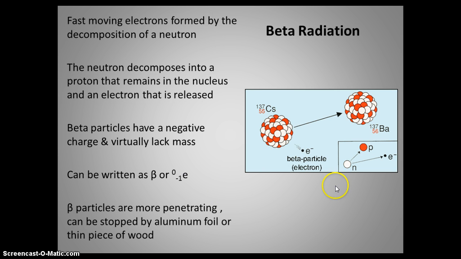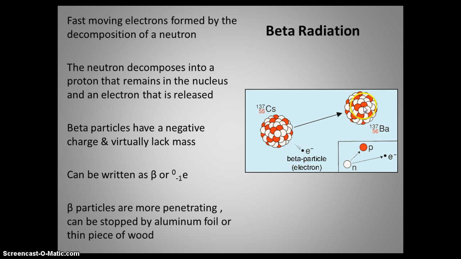These guys are really bad. They're called free radicals. They are much more penetrating than an alpha particle. It's going to take something a little bit more dense, like aluminum foil or a thin piece of wood, to stop these guys. They're going to go deeper into your skin tissue to cause more damage there. And the same thing that applied to alpha is going to apply to beta radiation. Both sides should be equal.